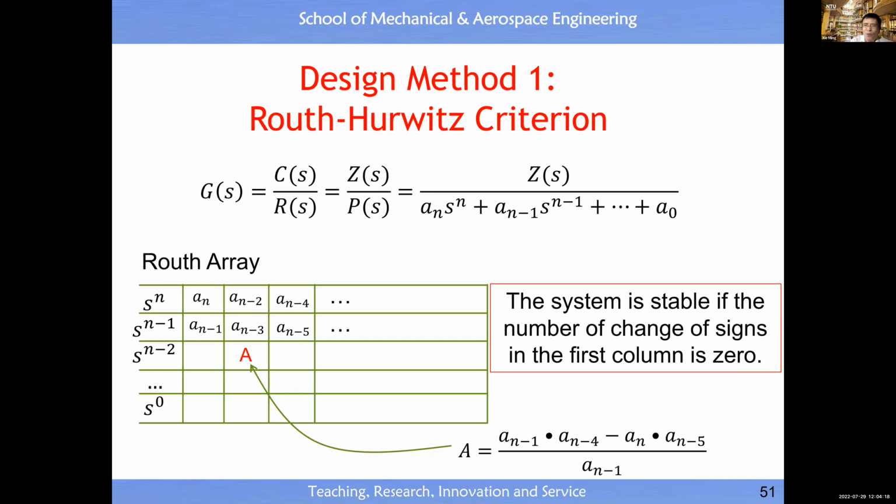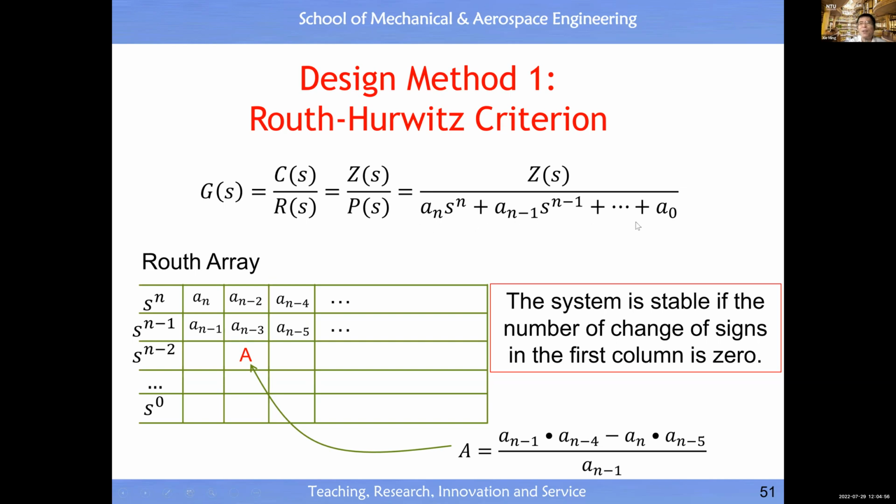First one is for us to design a stable control system. The question is how to determine the value of a certain parameter, so that the system will be stable. So design method 1 is to achieve stability. The input to this method is the equivalent transfer function of the closed loop control system. So here I just write it down. Assume this is a transfer function of a closed loop control system. Then we just focus on the denominator.